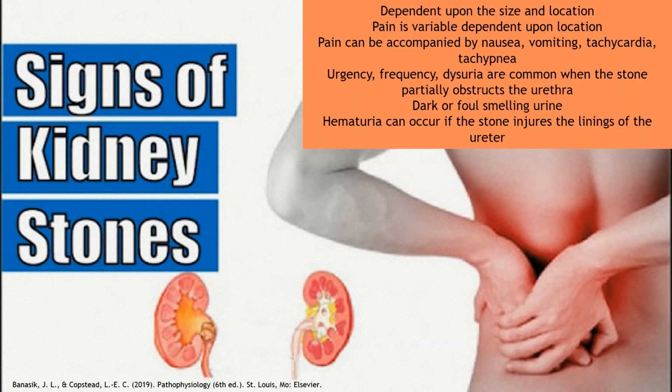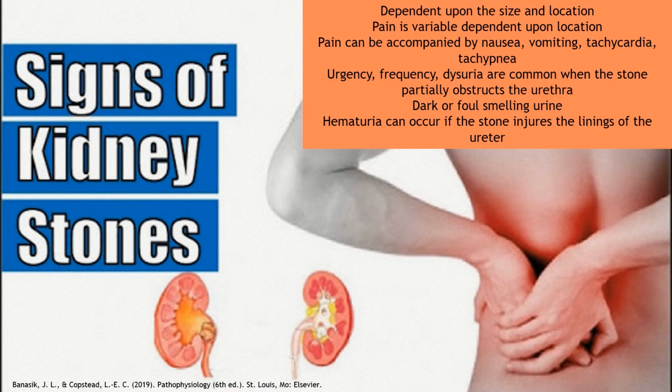Once the kidney stone moves down to the bladder, though, the pain will dull. But then if the stone obstructs the urethra, you can expect some dysuria, urgency, and frequency with needing to void, and typically you'll see dark or foul-smelling urine. If the stone is in the urethra, hematuria can occur, and the size just depends upon the size of the stone.